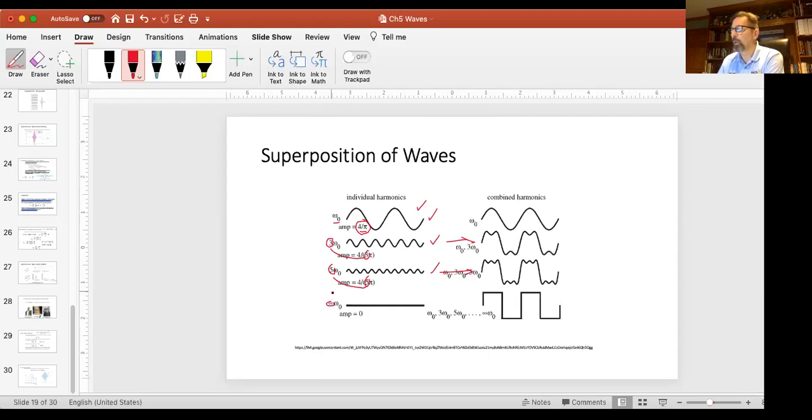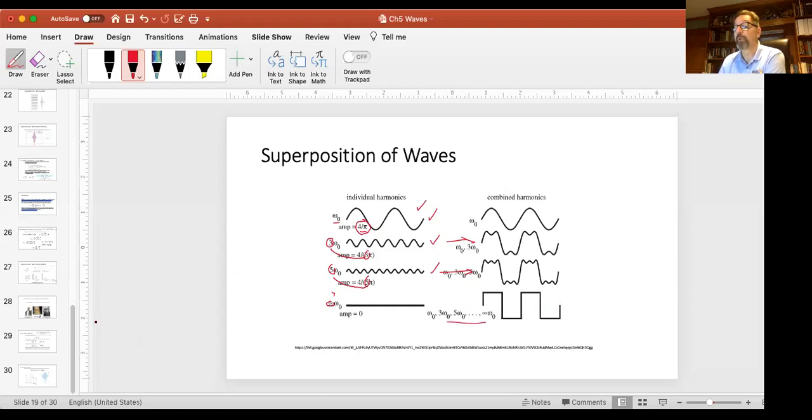What's 7 going to look like? Because 6 isn't there. This only has odd harmonics. 7 times the frequency, and the amplitude should be 1/7 of what the first one is. And if you keep doing that, you get a nice looking square wave.